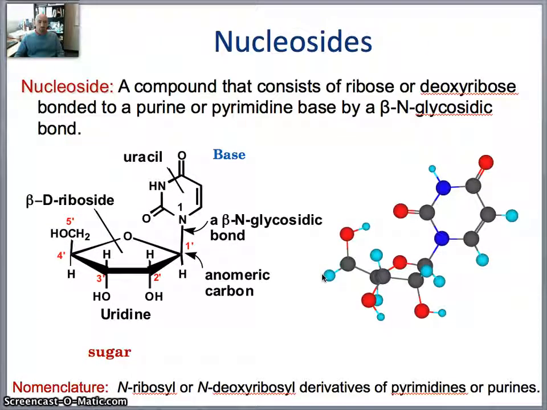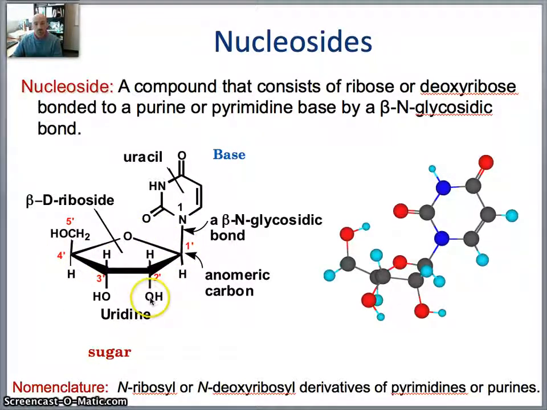So, one of the things we need to talk about is terminology. Well, first we can talk about nucleosides. A nucleoside is a compound that consists of ribose or deoxyribose, which is bonded to the purine or pyrimidine base by a beta-N glycosidic bond. So, in our figure here, we have uracil, which is connected through a beta-N glycosidic bond to our ribose ring.